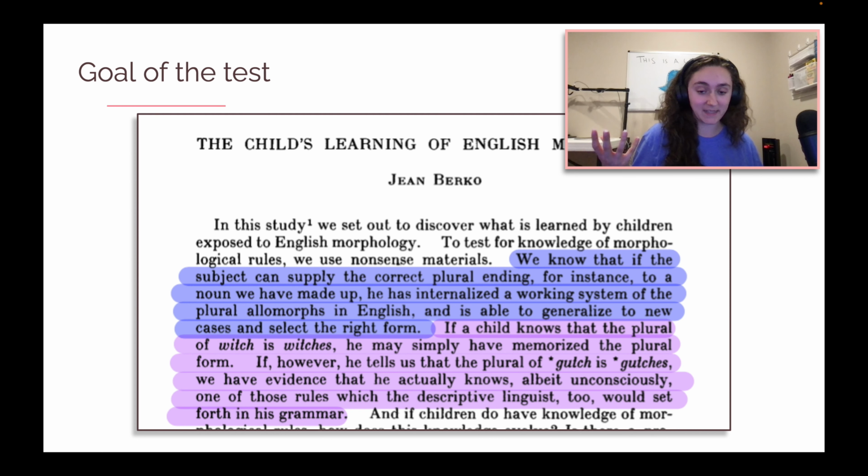So the idea is, per this next sentence, "If a child knows that the plural of witch is witches, he may simply have memorized the plural form. If, however, he tells us that the plural of gutch is gutches, we have evidence that he actually knows, albeit unconsciously, one of the rules which the descriptive linguist too would set forth in his grammar." So we would hope and expect, right, that if you show children words they have never seen before, they would be able to make the plural because they know the rule, not just because they individually memorized the singular versus the plural forms of words. But this is what this test set out to discover.